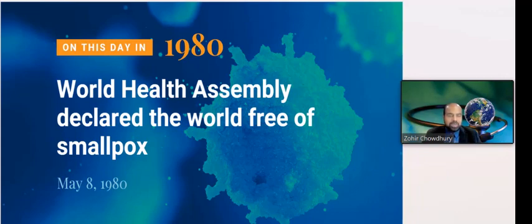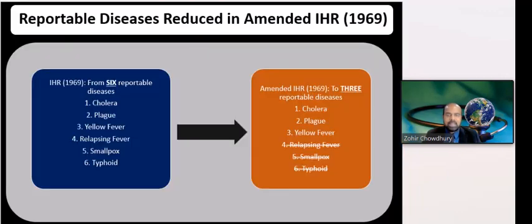Thus, the 26th World Health Assembly in 1973 amended the IHR 1969 in relation to provisions on cholera. In view of global eradication of smallpox, the 34th World Health Assembly amended IHR in 1981 to exclude smallpox from the list of notifiable diseases. Thus, by the mid-1980s, only 3 diseases were reportable under IHR 1969.